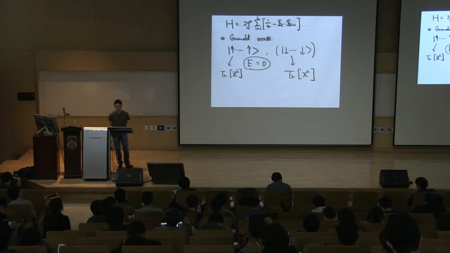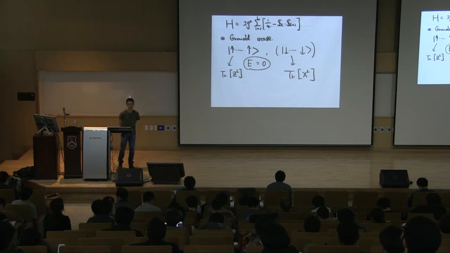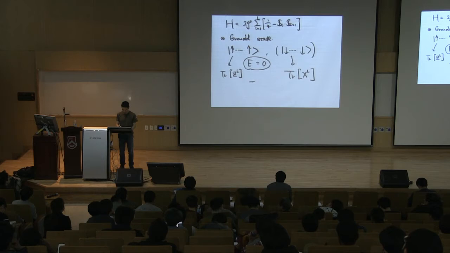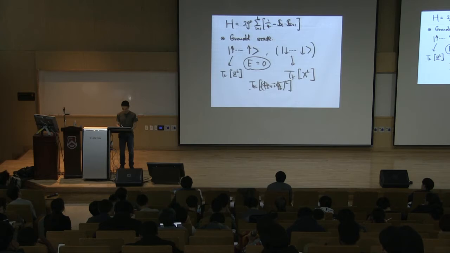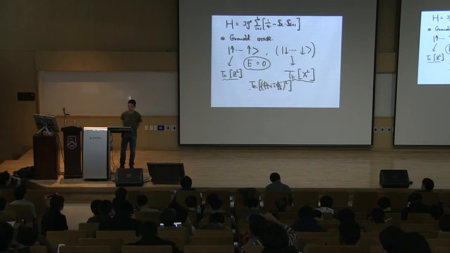Then there are 6 scalars in the N=4 multiplet. Right, so there are also the other 2. And you can actually construct something like (phi 5 plus i phi 6) to the L, and this is also an energy zero eigenstate. But I'm not going to talk about this operator now, because I already restricted my Hilbert space to operators made up of Z and X only. But this is just a restriction for convenience.